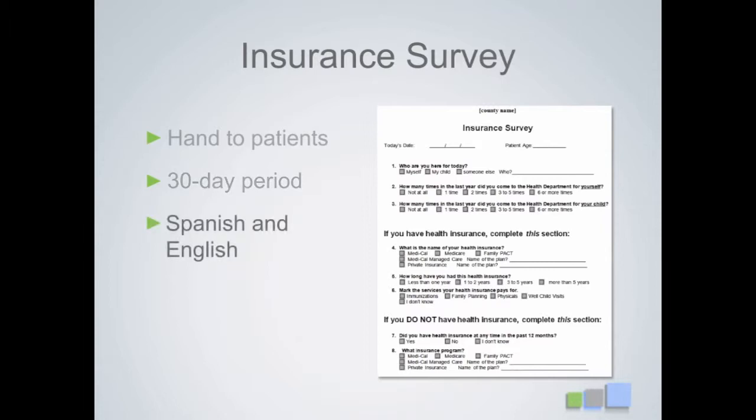At the end of 30 days, sort the paper surveys by the patient's insurance payer. Then count how many of each payer you received. The insurance payer with the most responses should be your priority for initiating a new private insurance contract.